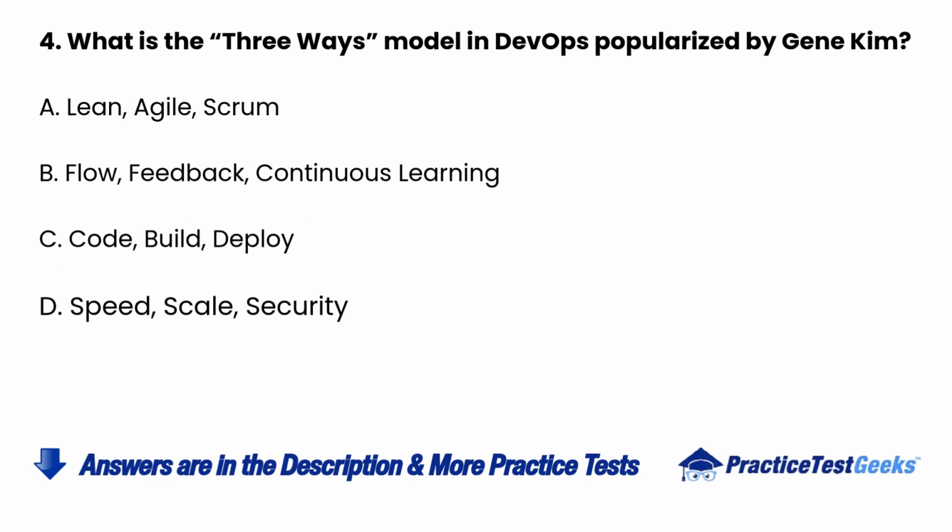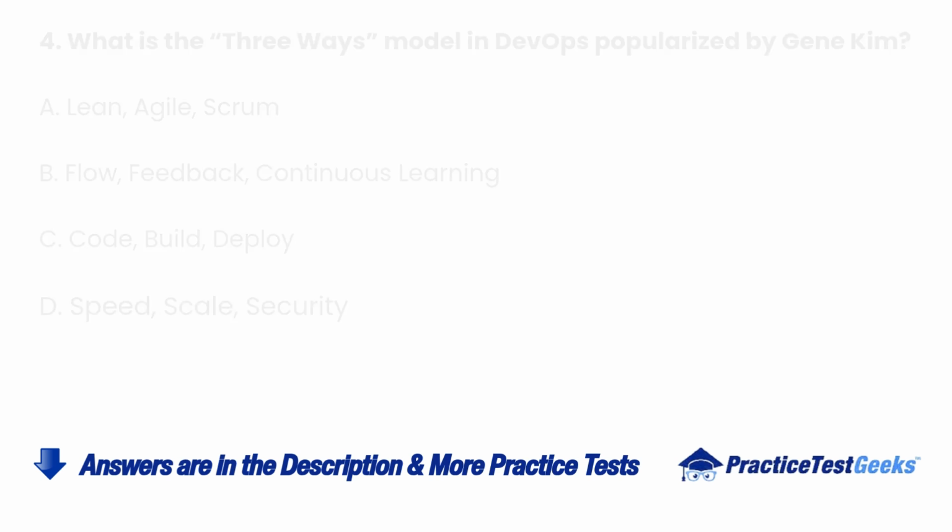4. What is the 3 ways model in DevOps popularized by Gene Kim? A. Lean, Agile, Scrum. B. Flow, feedback, continuous learning. C. Code, build, deploy. D. Speed, scale, security.